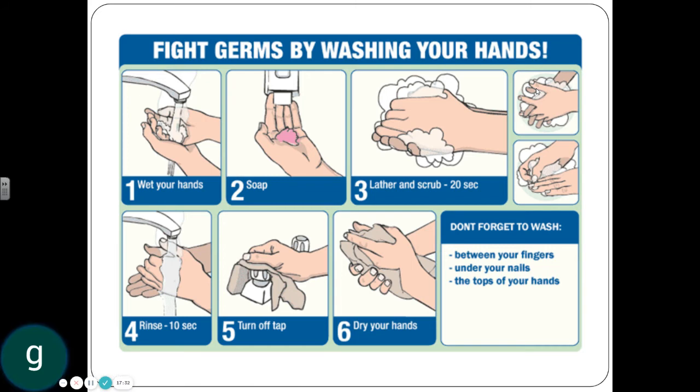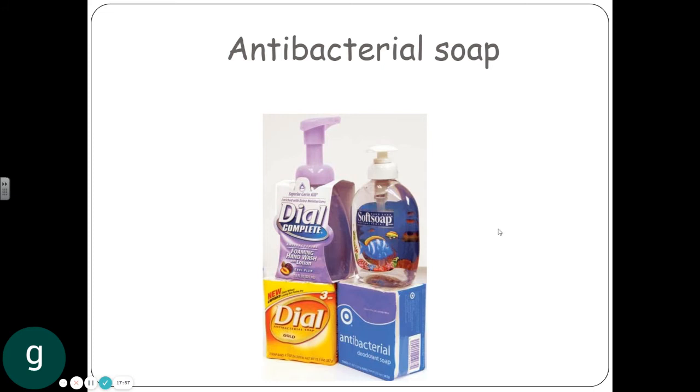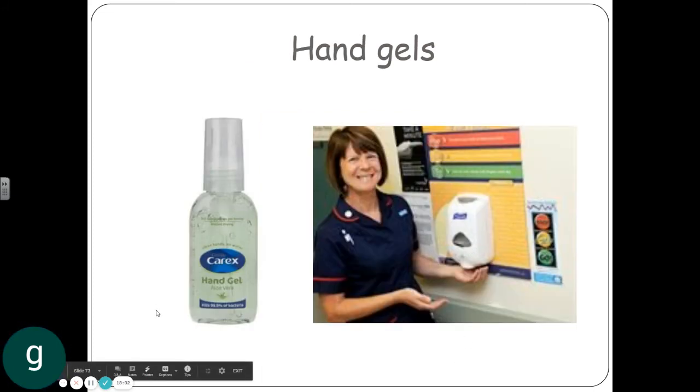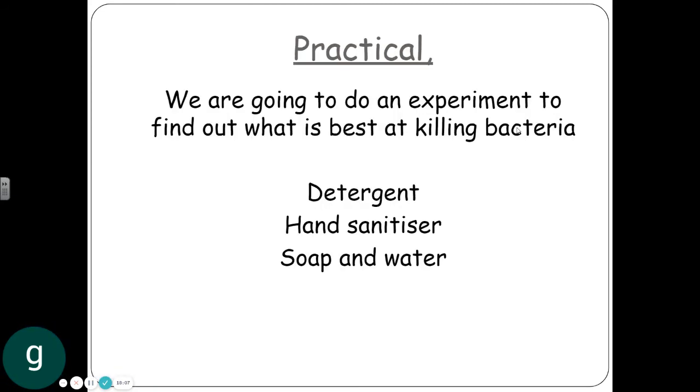You interlace your fingers so that you're getting all of the manky stuff out from in between. You then want to make sure your fingernails and the backs of your hands are nice and clean. And quite often you want to do your wrists and ideally up to your elbows. You then rinse all that off for about 10 seconds underneath the hand tap and dry your hands. In society today, what sorts of things do we do to help with hand hygiene? So we've got alcohol hand gel and soaps that are quite good. We've got alcohol gels, hand dryers, although they are a reservoir of nasty stuff.